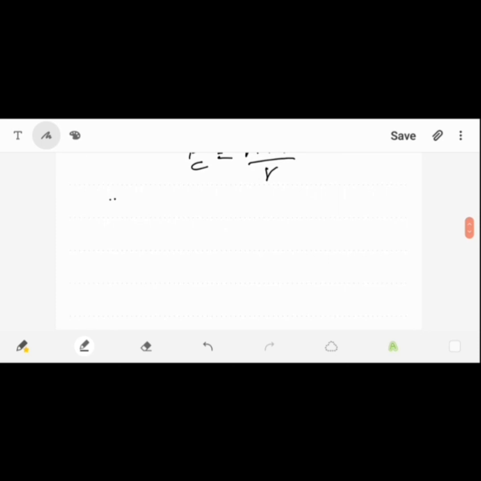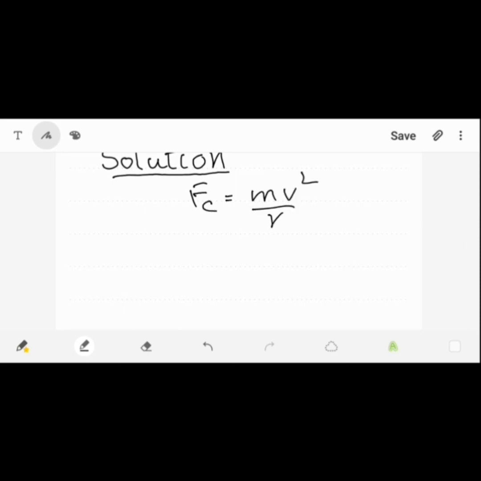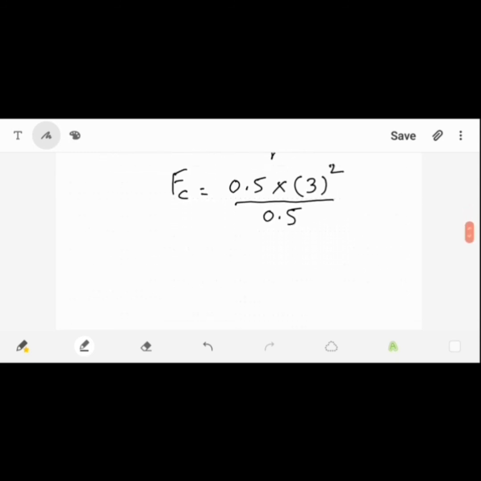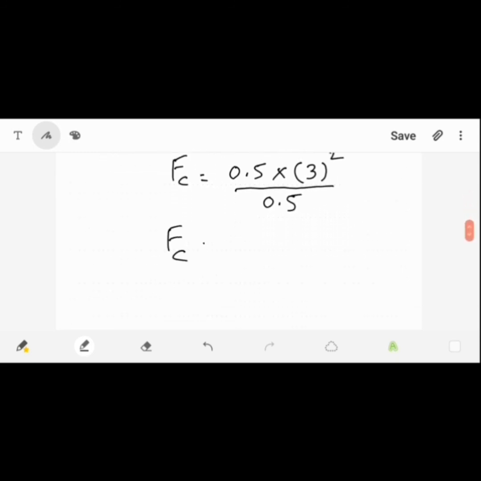Next heading is solution. Underline it. Write down the formula once again, m v square over r. Now put the values. m is 0.5 kilogram, v is 3 meter per second, put the square over it. Radius is 0.5. The 0.5 and 0.5 will cancel, and you will get the answer 9 Newton.